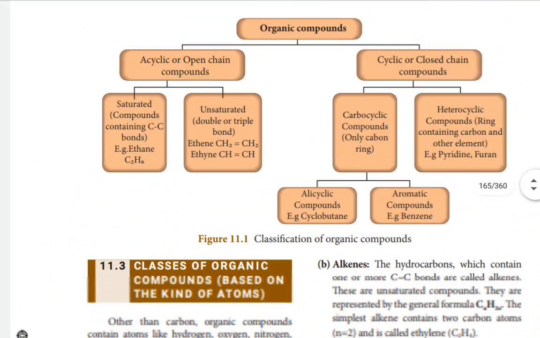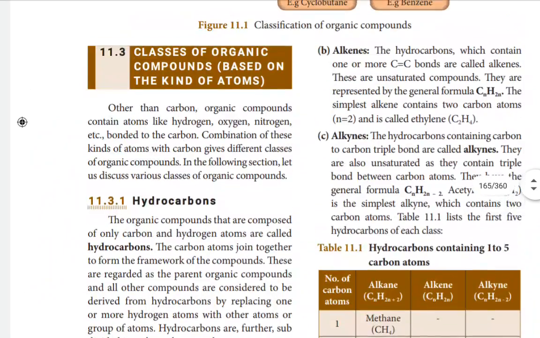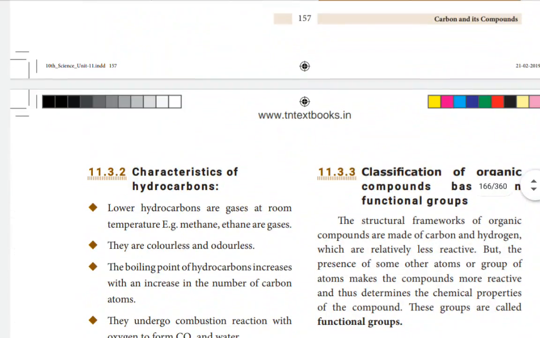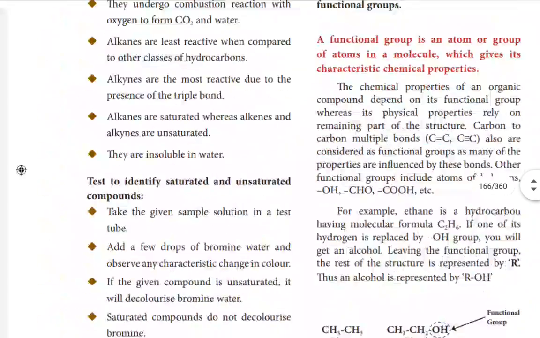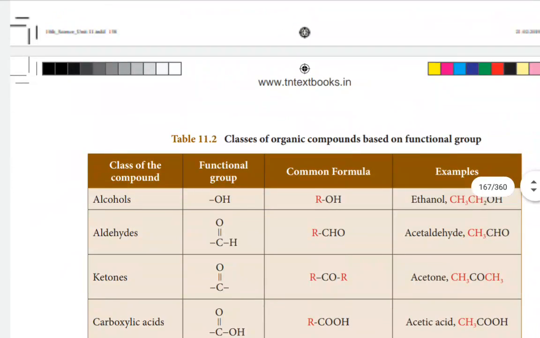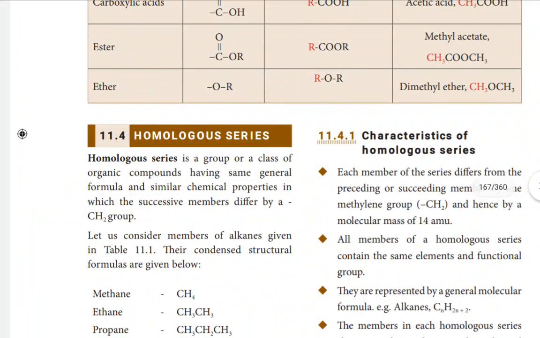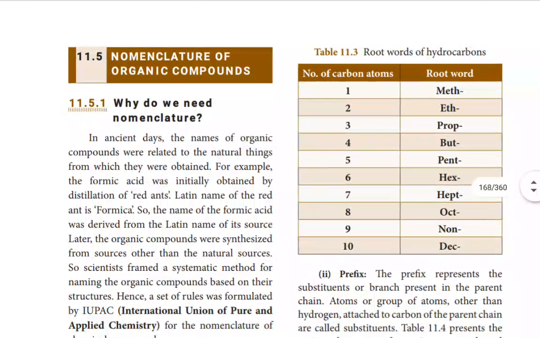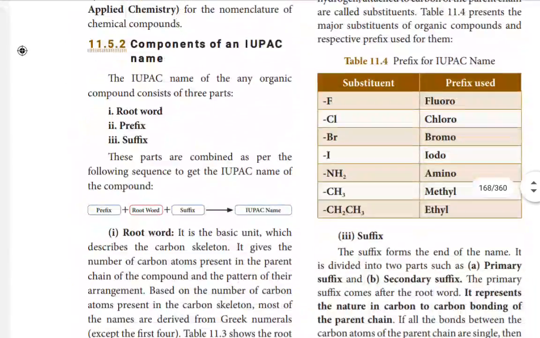Then organic compounds based on the kind of atoms, hydrocarbons, characteristics of hydrocarbons. Then how to identify the saturated and unsaturated compounds using bromine water. Then the homologous series and the general properties of homologous series. Nomenclature means naming the organic compounds, how to name the organic compound based on the system given by the IUPAC.